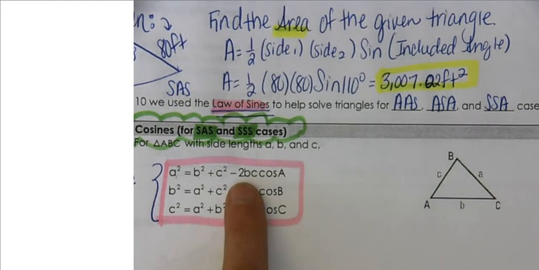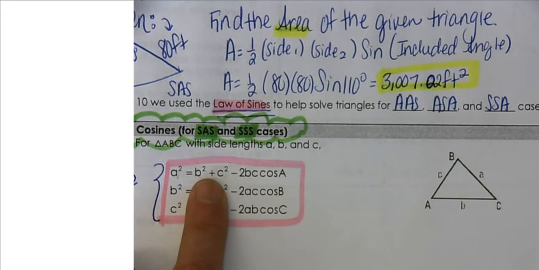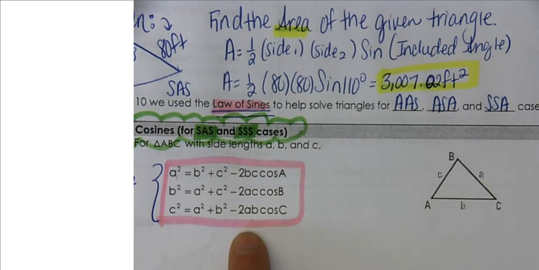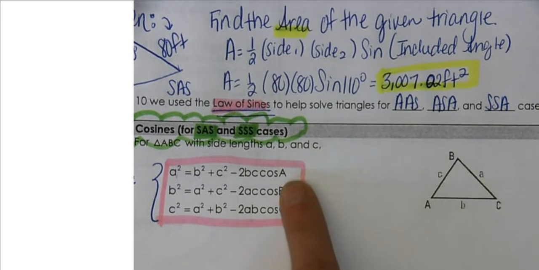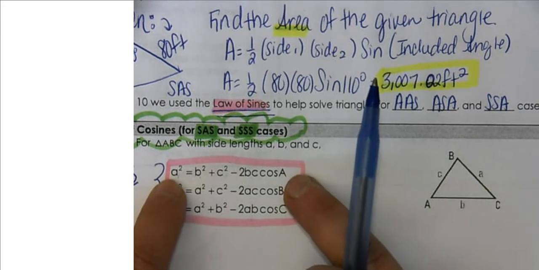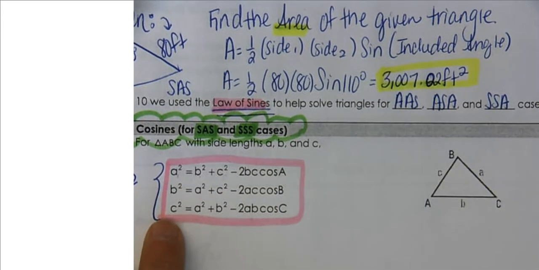Then we have, obviously, minus 2bc. So whatever letters you're using here, minus 2bc, minus 2ac, minus 2ab, those letters, those side lengths, are going to be used again. And now what angle are you taking the cosine of? Well, if you start with side A, it ends with angle A. Side B ends with angle B. Side C ends with angle C.